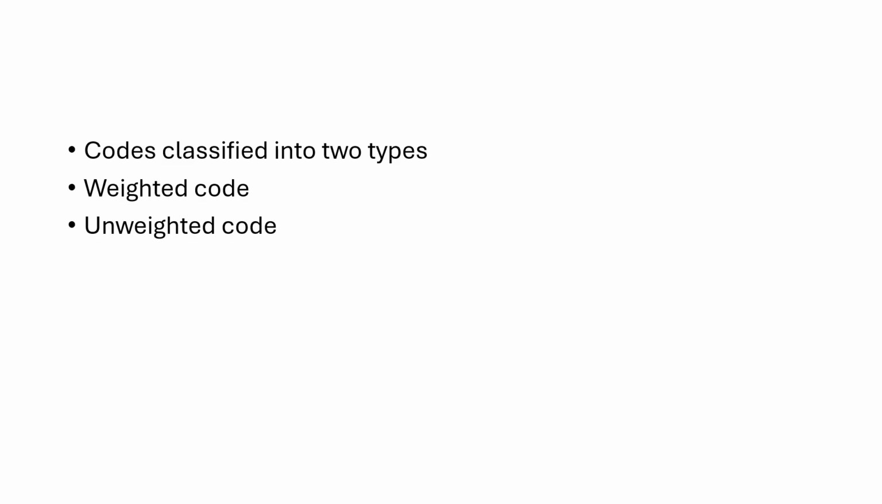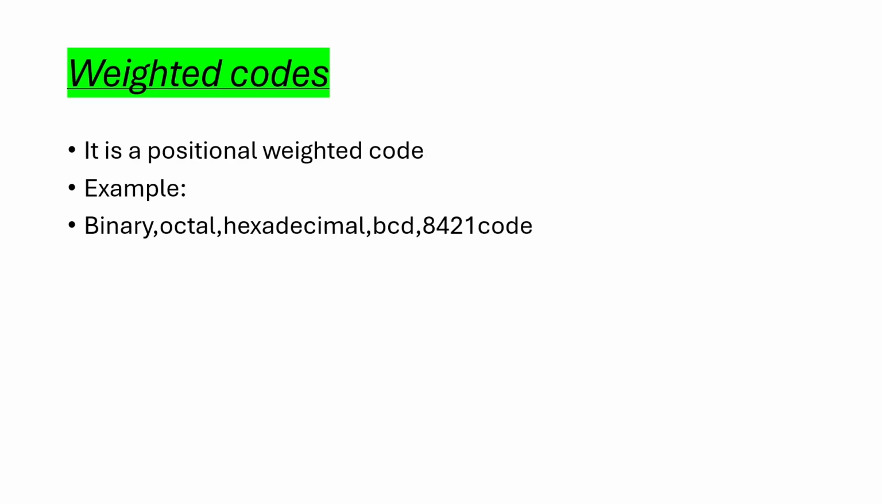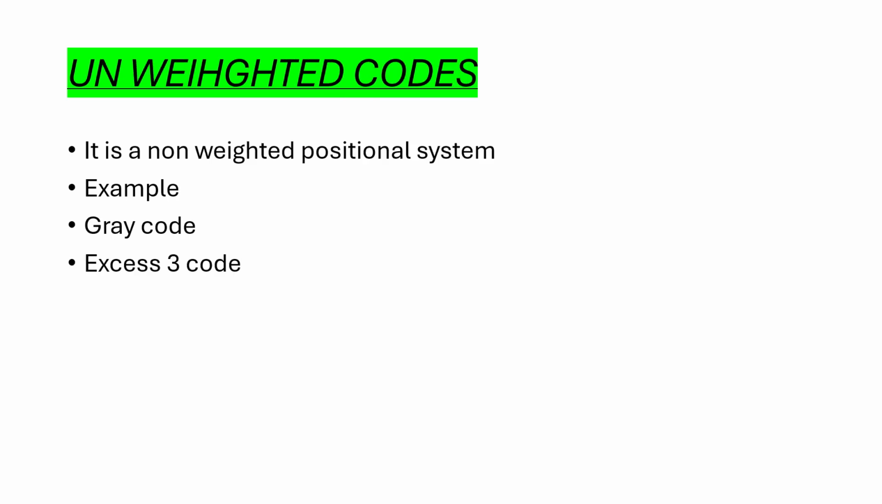Codes are classified into two types, weighted code and unweighted code. Weighted code is a position weighted code. For example, binary, octal, hexa, BCD 8421. Binary means 0 and 1, octal means 0 to 7, hexa means 0 to 15, and BCD means 0 to 9, binary coded decimal.